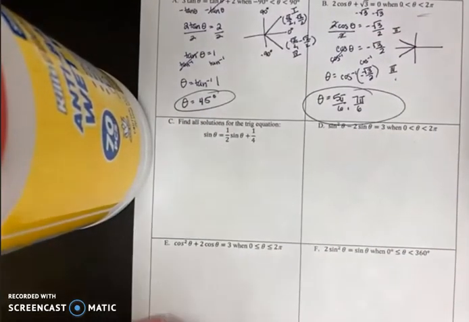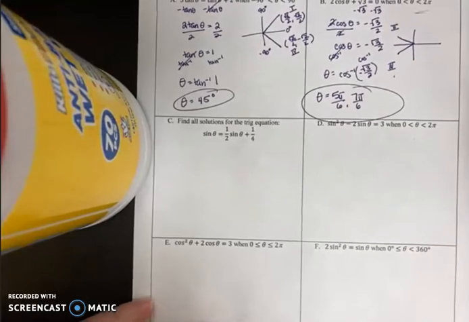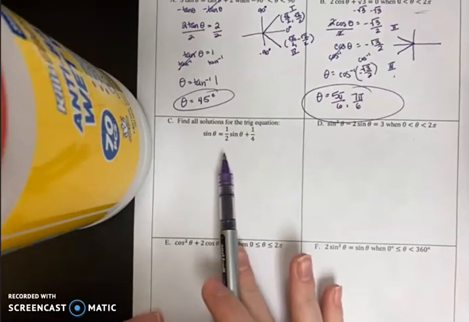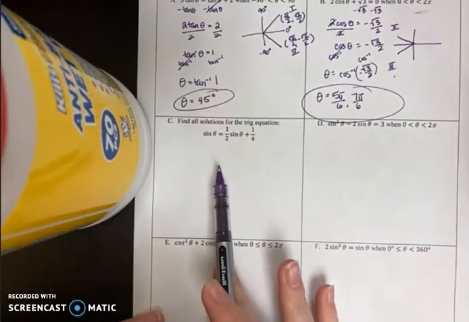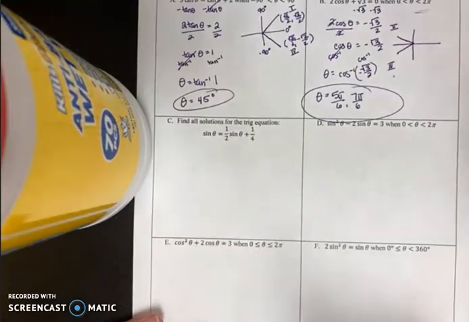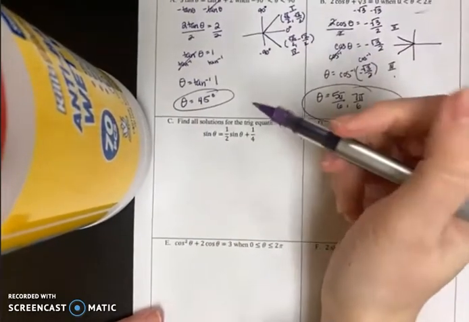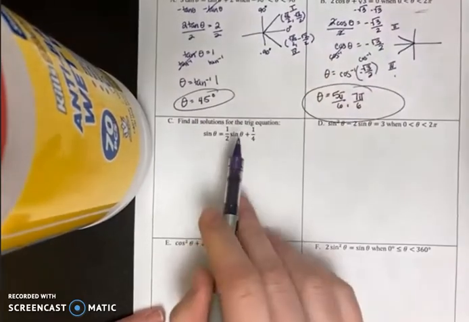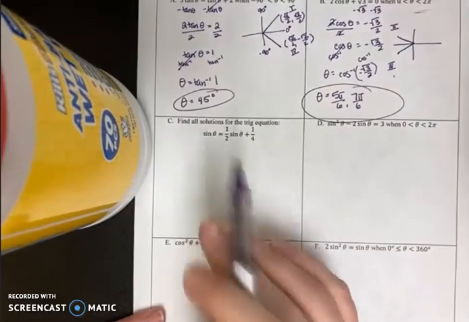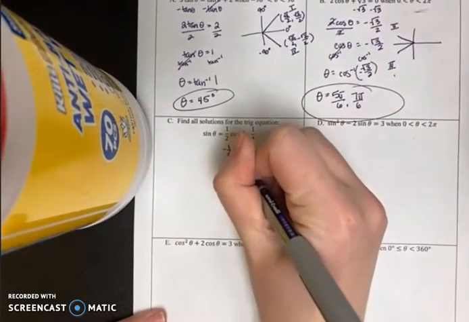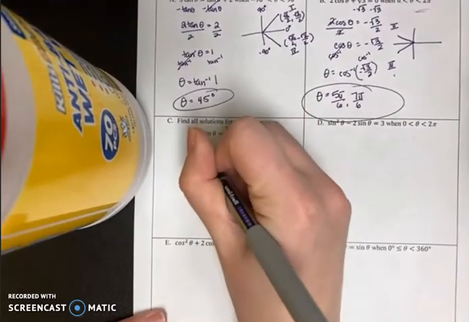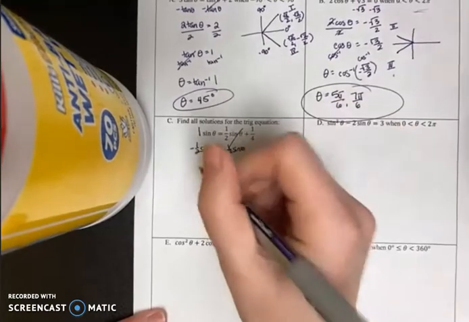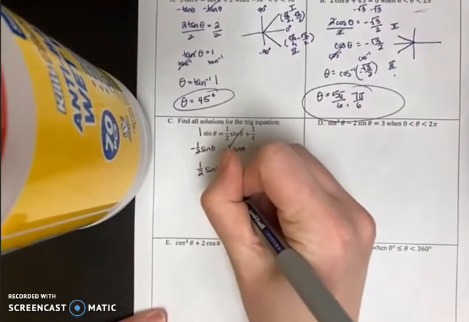For part C, it says, find all solutions for the trig equation. So what we want to do is, let's solve it like we normally do, but the way we write theta is going to look a little bit different. Let's solve for sine first. When I see this, I want to get the sine over to one side. I'm going to move the 1/2 sine over to this side because I like to keep it positive, if I can. So 1 minus 1/2 is 1/2 sine theta.